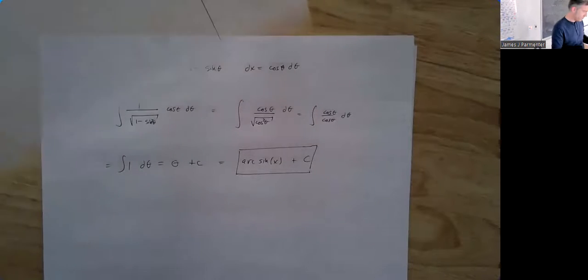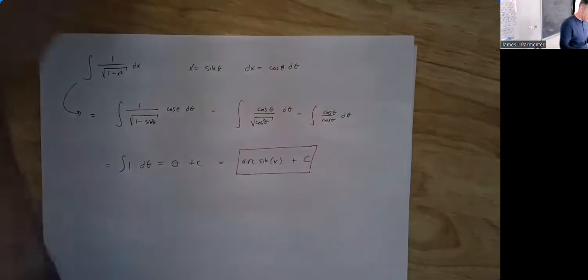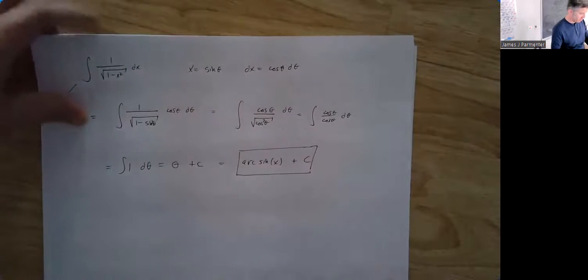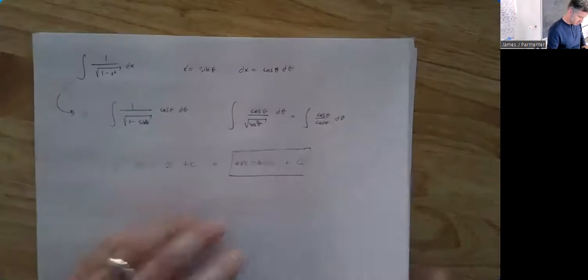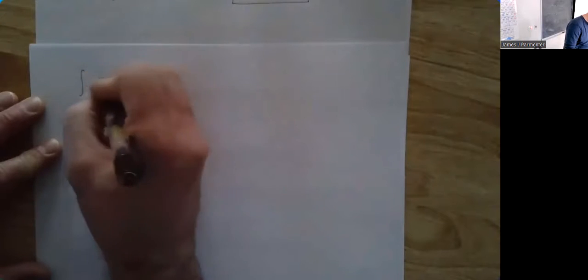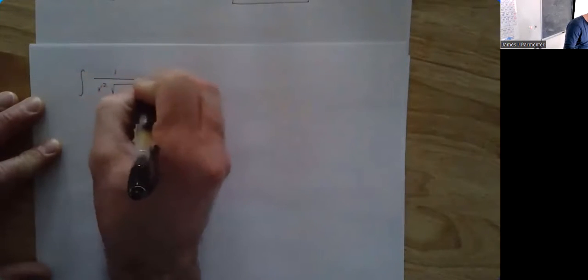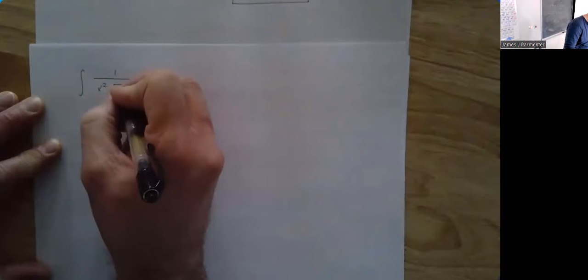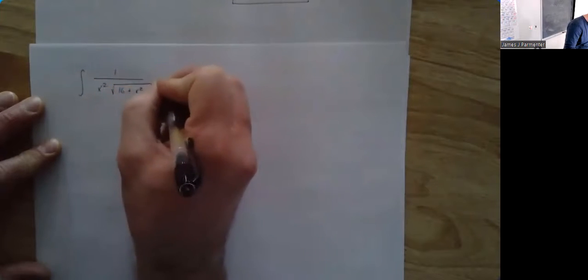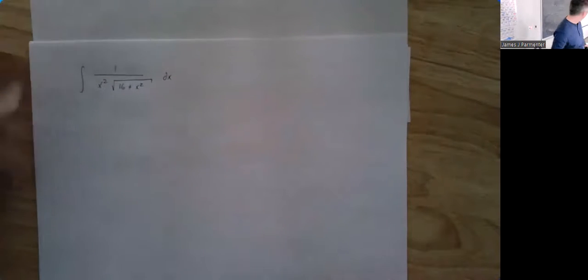Cool. All right, let's go. So let's go back to that other problem. Do I have enough room here? Not really. So I was looking at the integral of 1 over x squared times the square root of 16 plus x squared dx. I think I'd written x squared plus 16, but it doesn't matter.